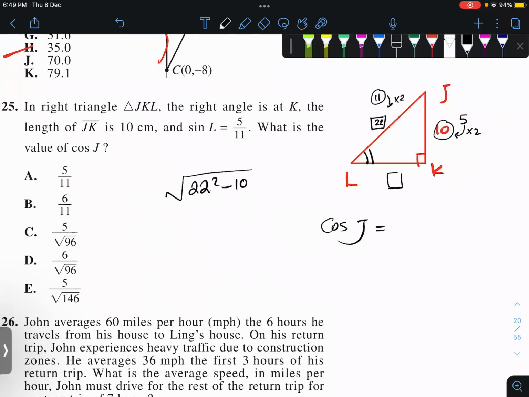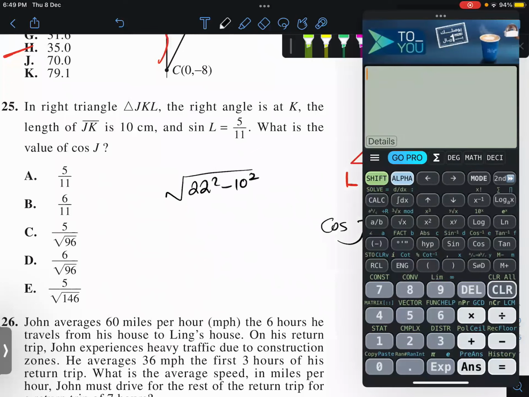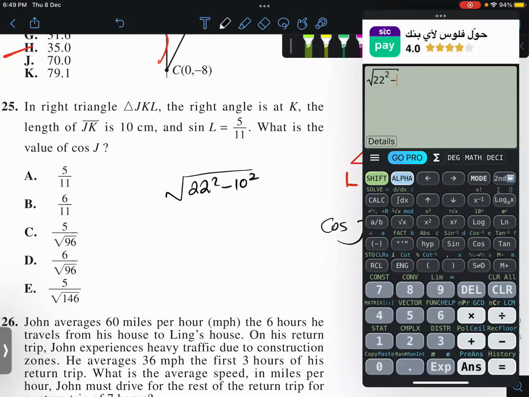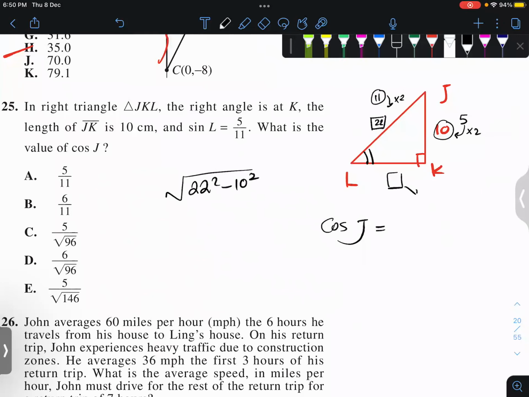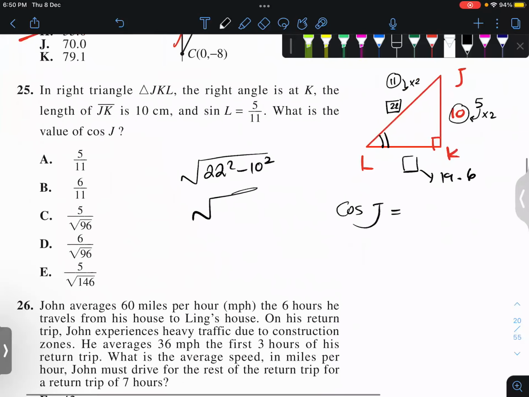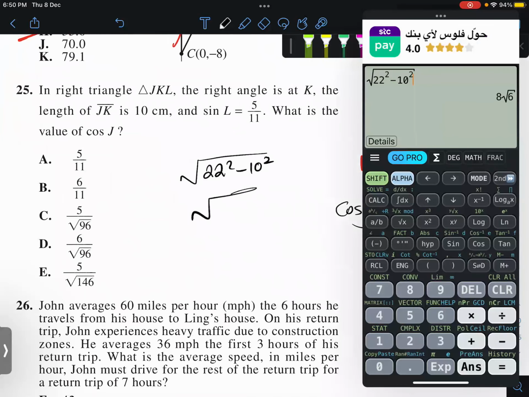22 squared minus 10 squared. And then, on the calculator, root of 22 squared minus 10 squared gives the length of the third side, which is 19.6. And this side is what? 19.6. Or root what? You should leave your answer as a root because all the choices look like roots. It's 8 root 6.